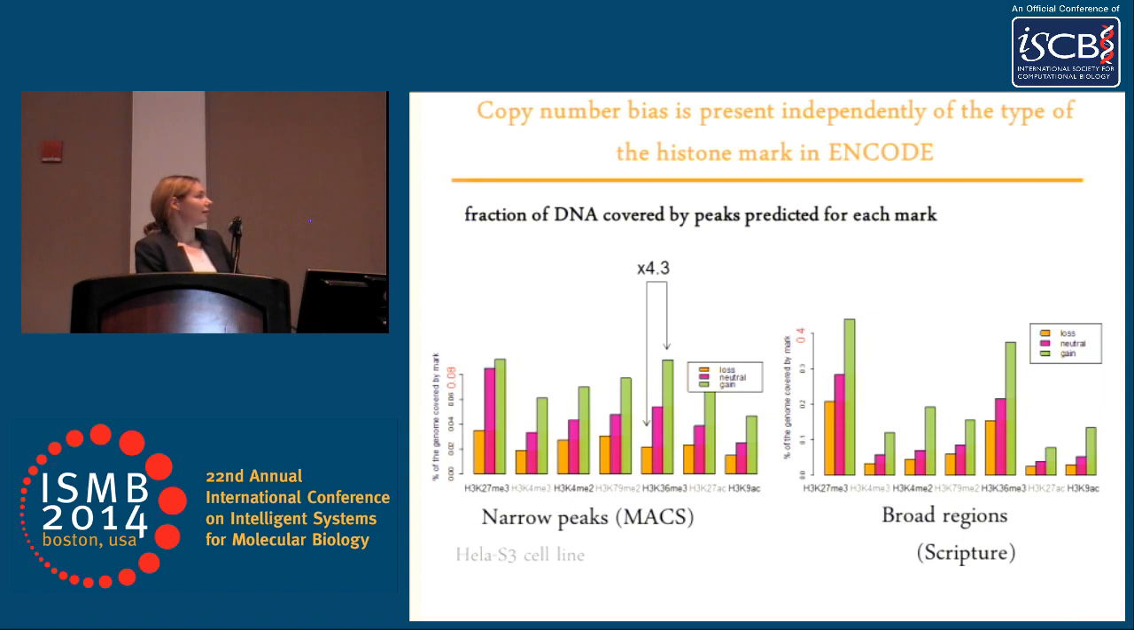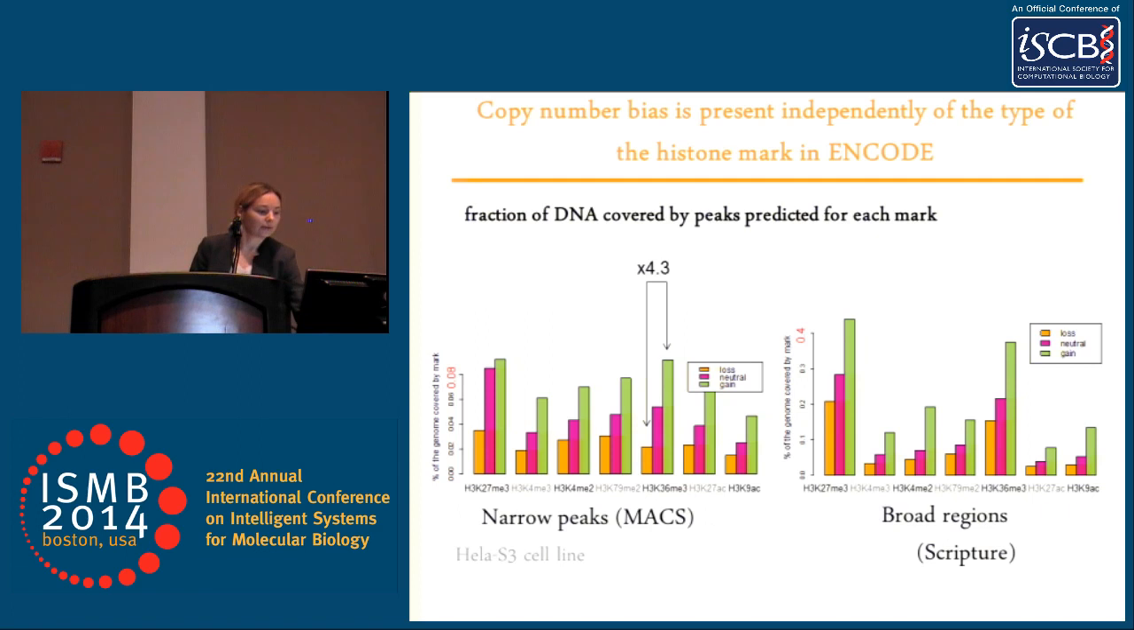And you see that for all marks, repressive marks like H3K27 methylation and active mark like H3K36 methylation, you see much more peaks falling in the region of gain compared to the region of loss. And you see that in some cases this ratio is fourfold.